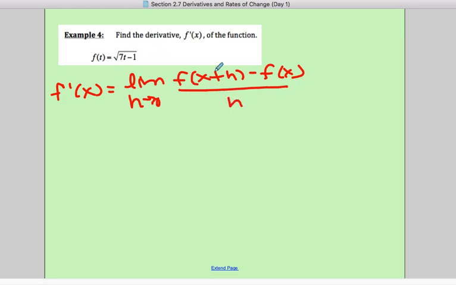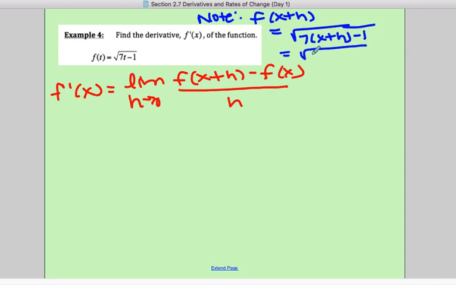So I'm going to go ahead and find f of x plus h. Once again, not a lot of simplifying because it's not a polynomial. So our little note, I'm going to do it up here so it's out of my way. f of x plus h equals the square root of 7 times x plus h minus 1. If I distribute my 7, I have 7x plus 7h minus 1.